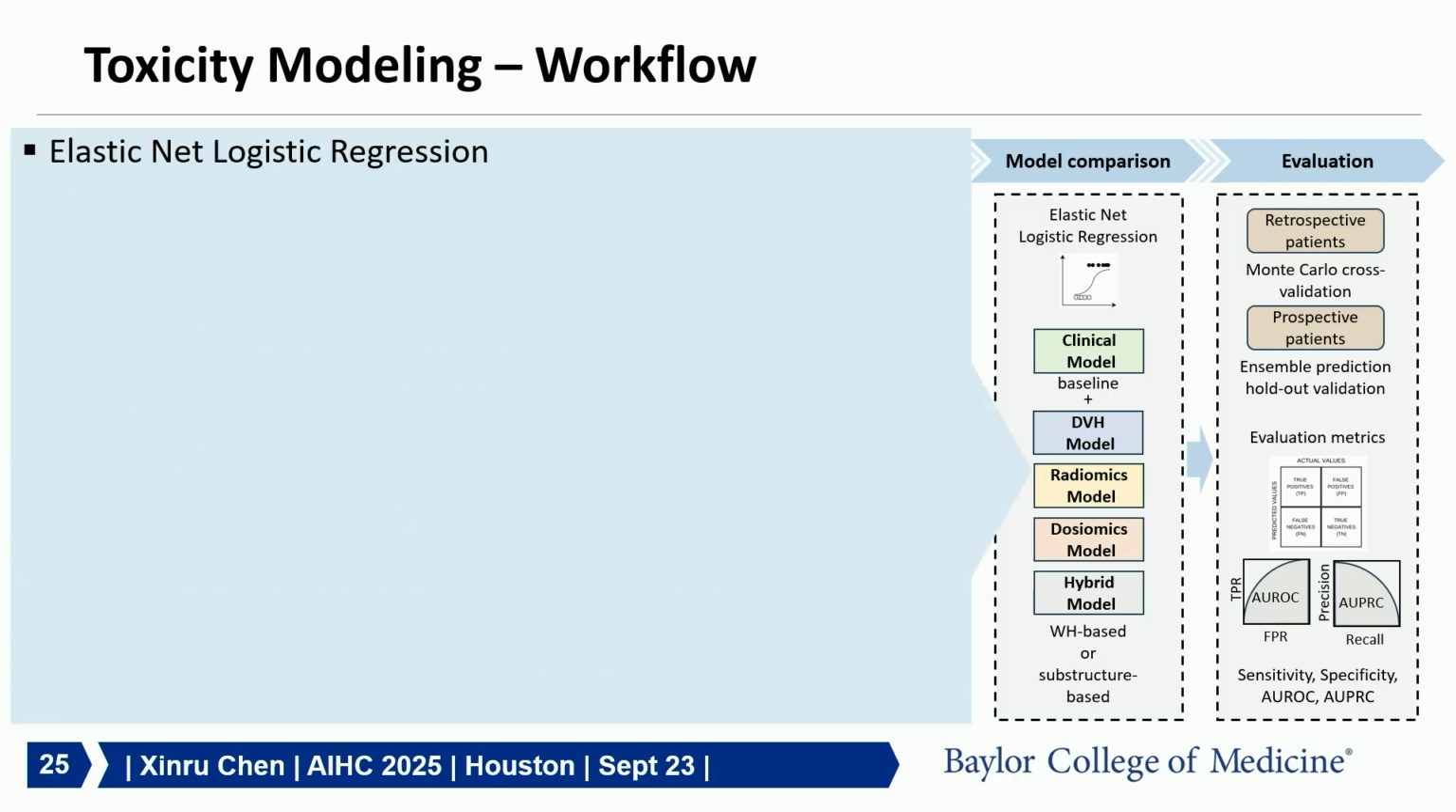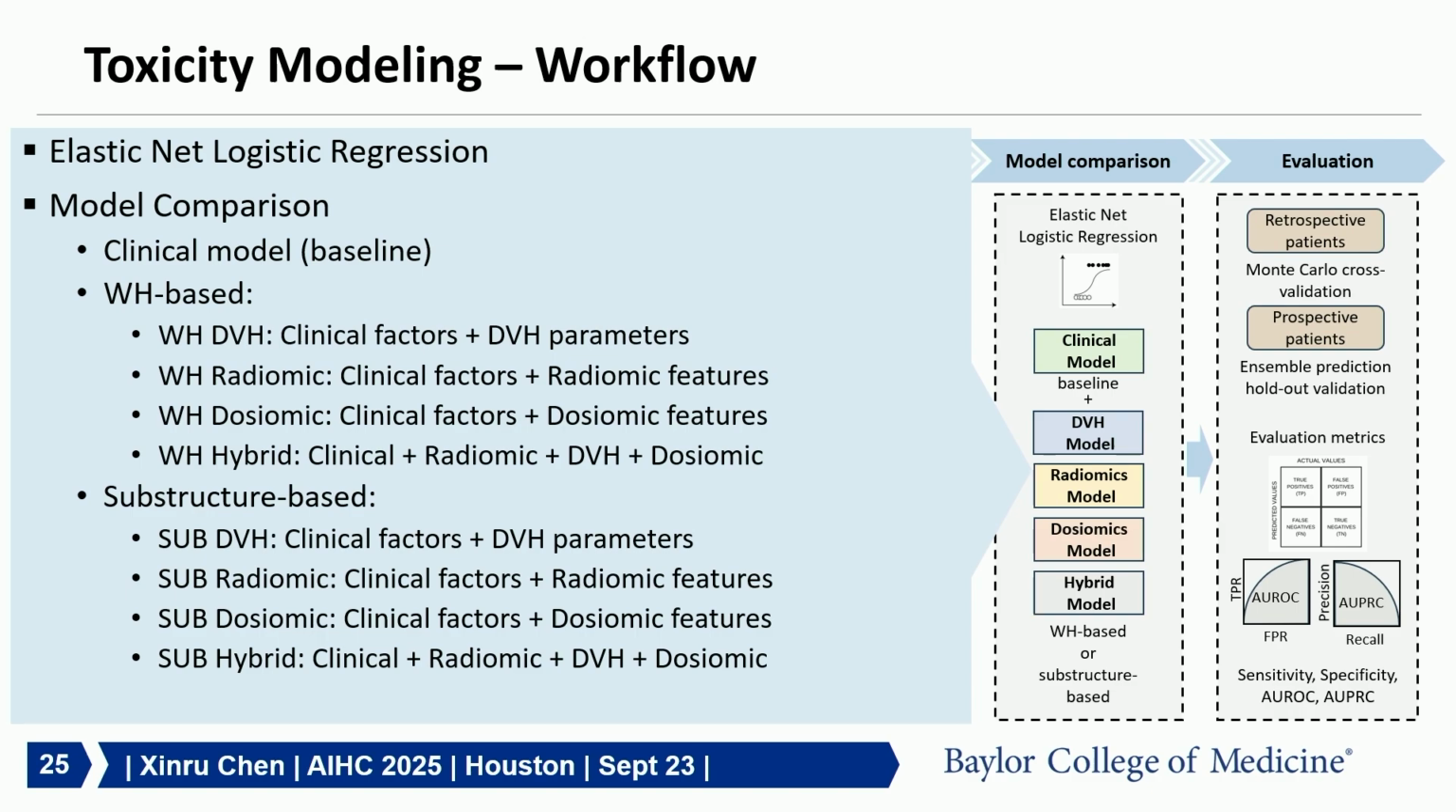For model comparison, we established a clinical baseline model using only clinical factors, and we compared the performance of whole heart-based models versus substructure-based models. Among each category, we compared the predictive power of DVH parameters, radiomic features, doseomic features, and the combination of all of them. So in total, we have 9 different models.